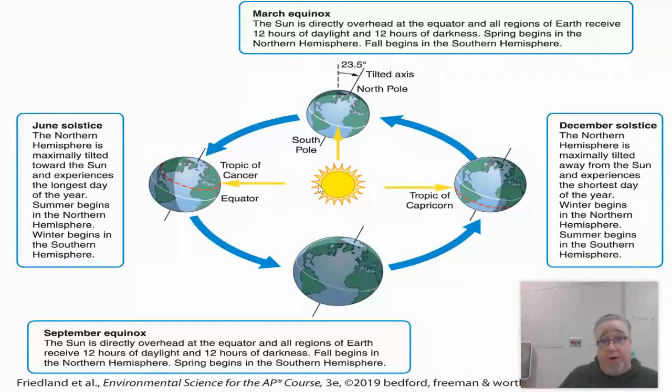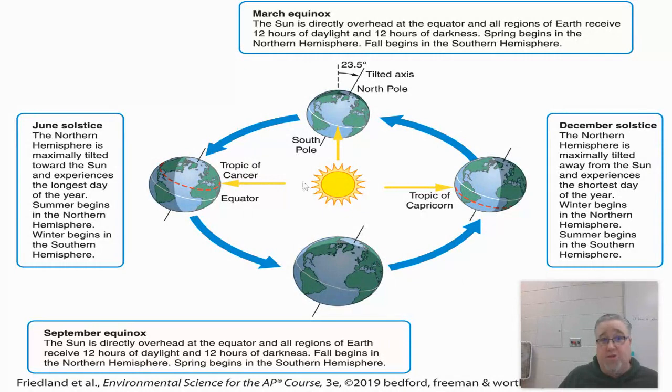Now, if you move across to the other side, this is the December solstice. It's the exact opposite. This is usually December 20th, December 21st, somewhere in there. But again, you'll notice that the axis in the northern hemisphere is tilted away from the sun. So this is our shortest day of the year. We receive the least amount of sunlight in the northern hemisphere. In the southern hemisphere, it's just the opposite. That axis is tilted towards the sun. They get the most amount of daily sunlight.